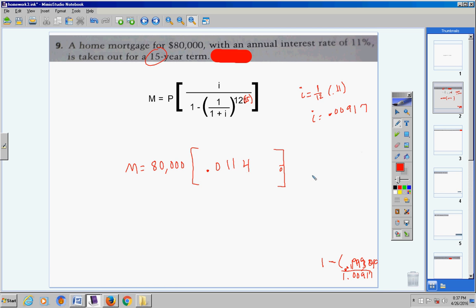So 0.0114 times 80,000, and that'll give us a monthly payment of $909.50. Now, we're going to be off a little bit, but not much. So there we go. Okay, let's try number 11.